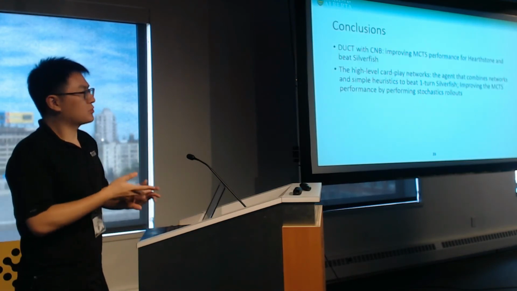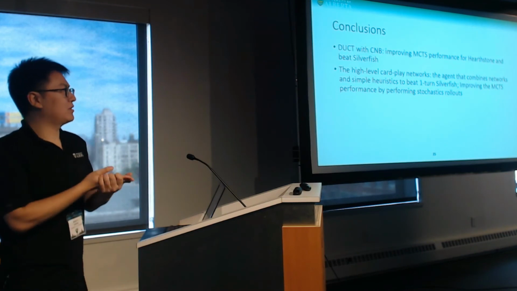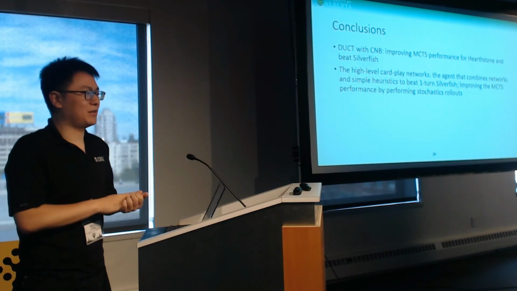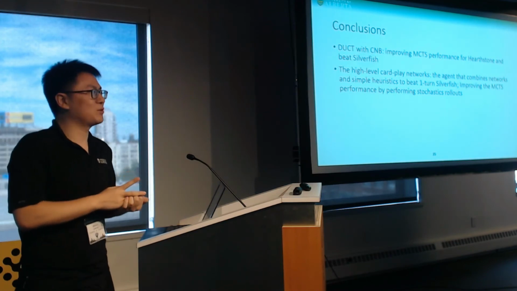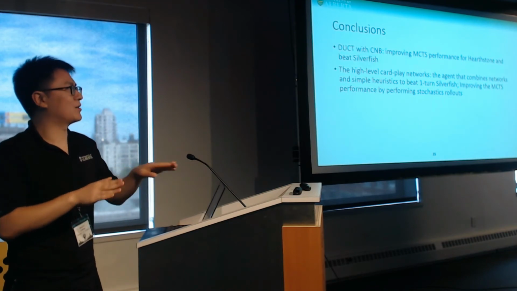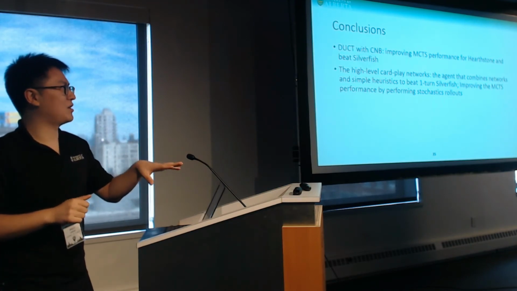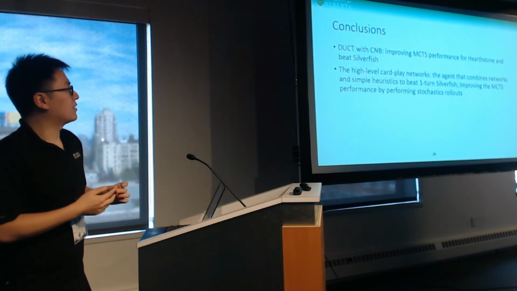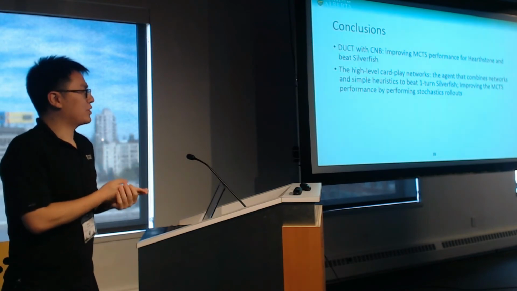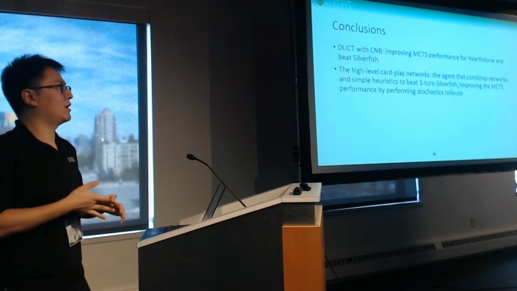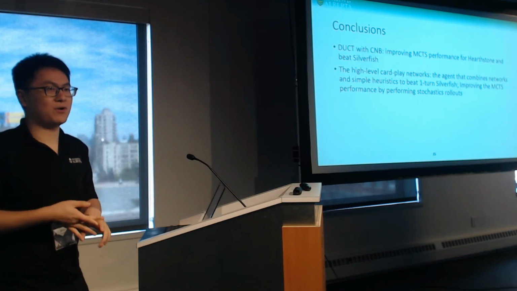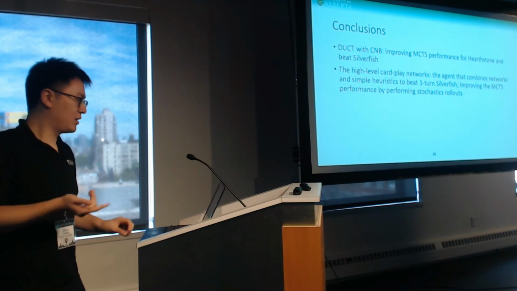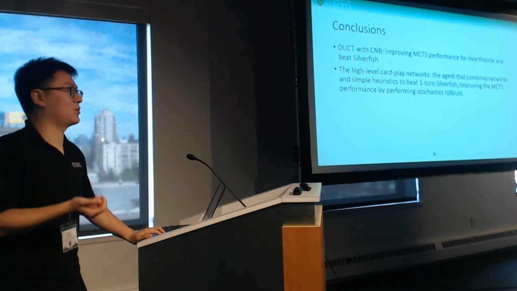So to wrap up, in this paper we have two improvements. The first one is chance bucketing in the DUCT algorithm, which solves the problem of the search algorithm getting stuck in a large chance branching factor node. And the second is that we learn the high-level policy by generating a huge amount of data from the Monte Carlo search player, and we apply those networks to play games, and it also helps to improve the strength of the Monte Carlo search.